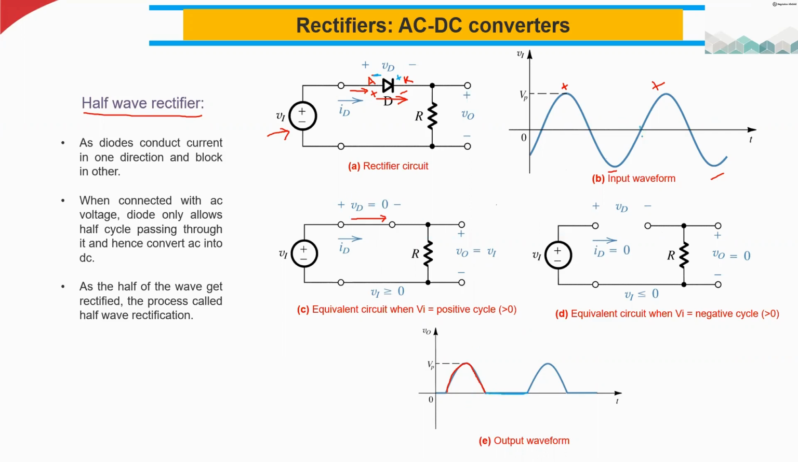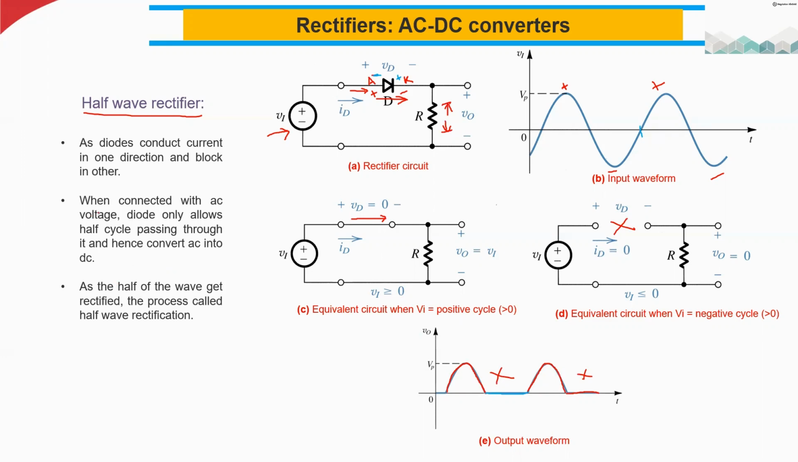In the next cycle, again positive, then this diode conducts, so you get the output across this load resistor. In the negative half cycle, the diode is acting like an open circuit. There is no current conduction. That's why you don't get anything here. So here also you don't get anything. So this is called a half wave rectifier.